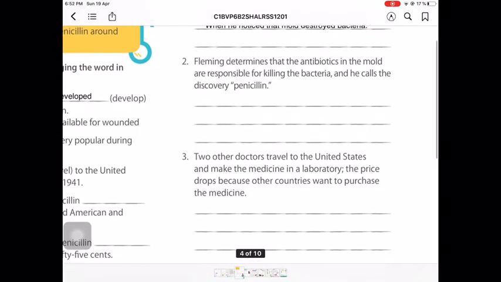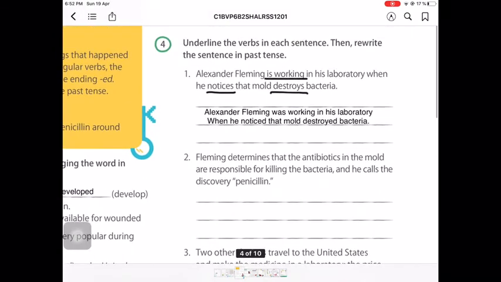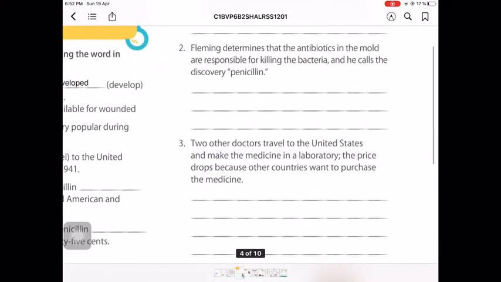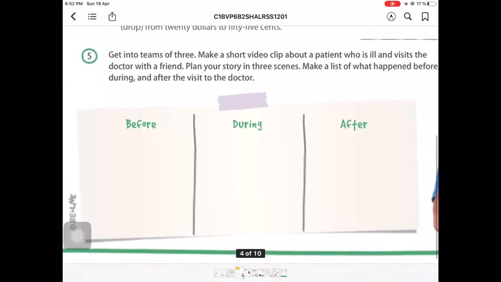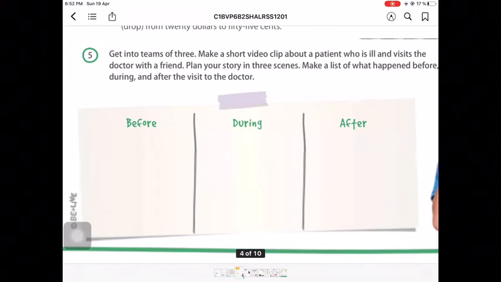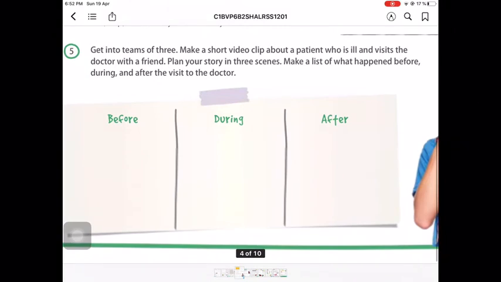Exercises 2 and 3. Underline the verbs and then make the sentences in the past. And finally, in exercise 5, get into teams of 3 students. Don't worry, you don't have to make teams. Make a short video clip about a patient who is ill and visits the doctor with a friend. Plan your story in 3 scenes. Make a list of what happened before, during, and after the visit to the doctor. Okay?